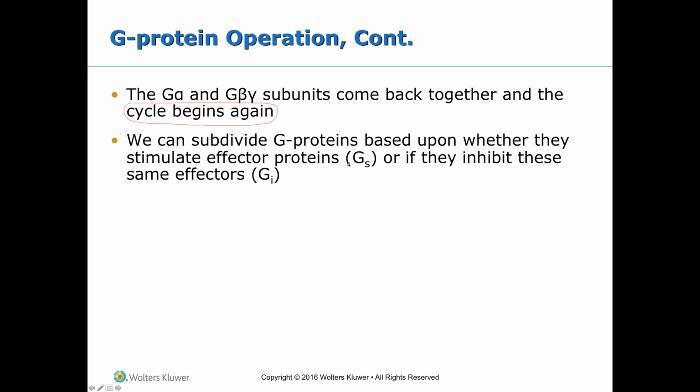So one way that we can divide G proteins up is whether or not they stimulate or inhibit effector proteins. So you have G sub S, which are G proteins that will be roughly excitatory or stimulatory, and then G sub I, or inhibitory G proteins.